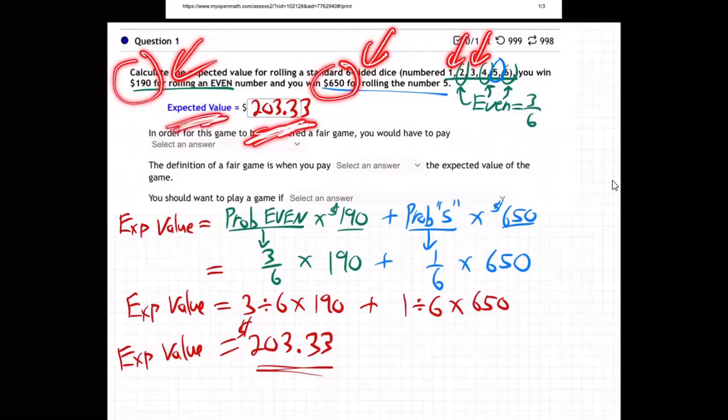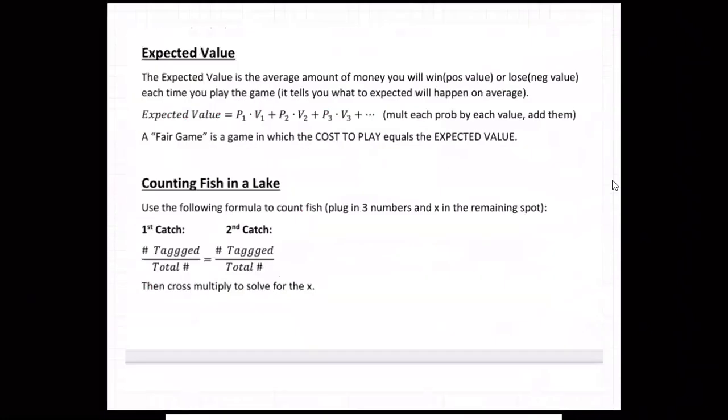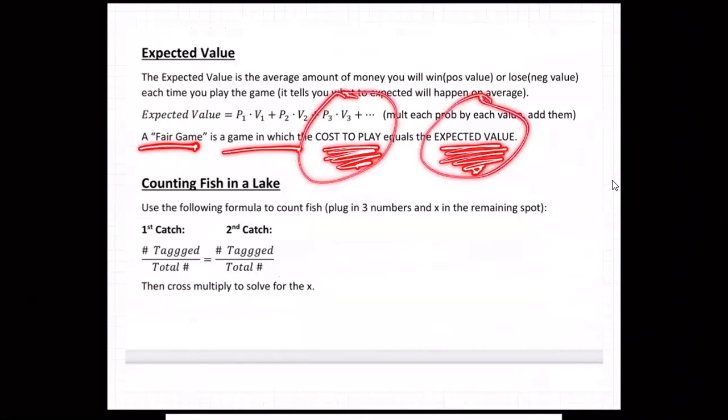We call that the expected value. It's the average value. It's what's going to happen on average. It's what we expect to happen typically. All right, now, in order for this game to be considered fair, now what's a fair game? Well, if you go to the notes again, a fair game is a game in which the cost to play equals the expected value. That makes sense. The game is fair if they charge exactly what you expect to win on average.